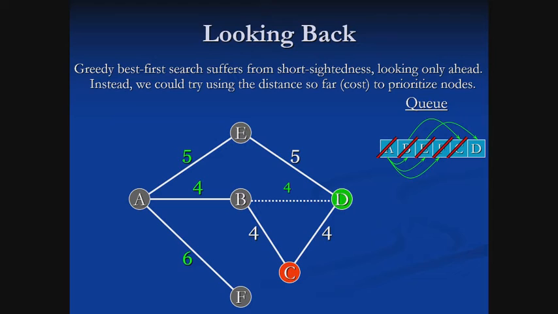And we get an interesting case. C's child is D, and D already exists in our queue. So we have to deal with duplicates here. In this case, the new node D we found is actually a longer path, 4 plus 4 plus 4 for 12, versus the one we already had, 5 plus 5 for 10. So we already had a shorter path to D in our queue, so when we find a longer path to D, we're just going to ignore it.